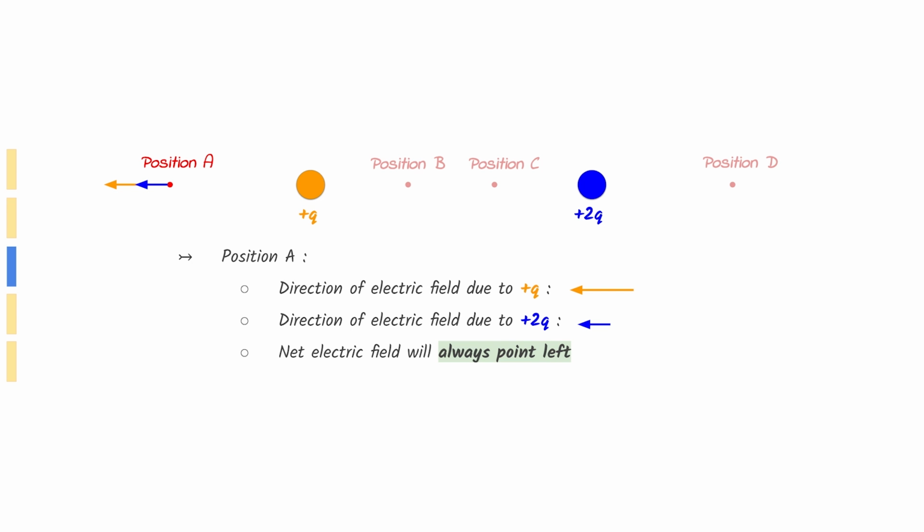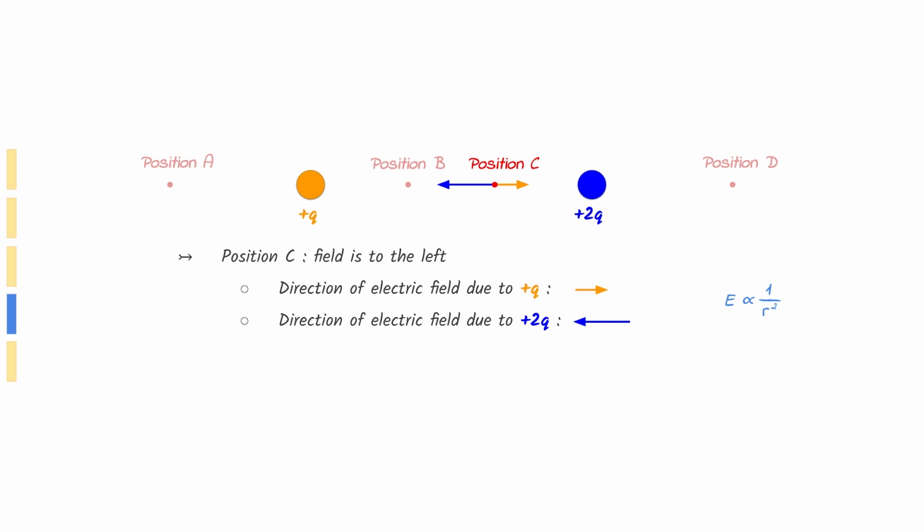At position A, the fields due to the 2 charges both point to the left. This means that the net electric field will always point to the left. At position D, the fields due to the 2 charges both point to the right. This means that the net electric field will always point to the right.